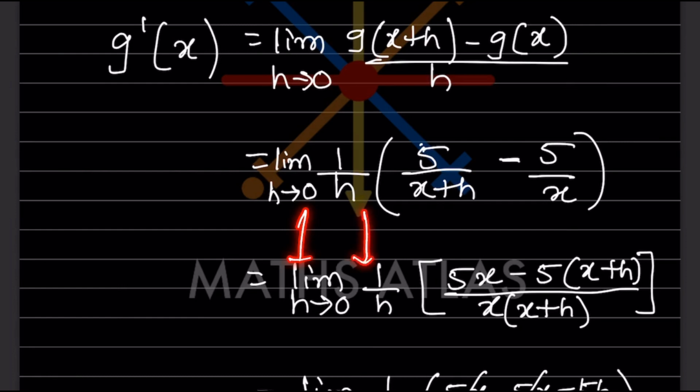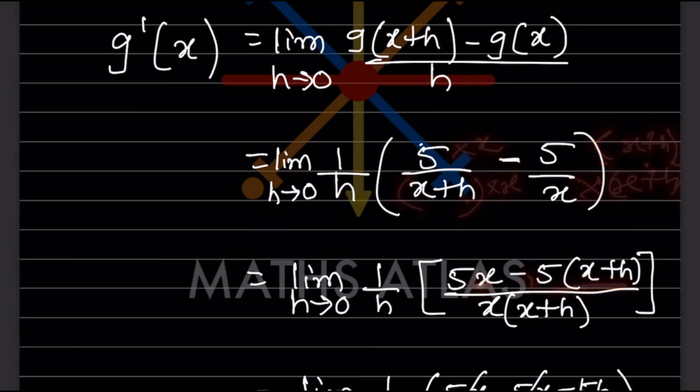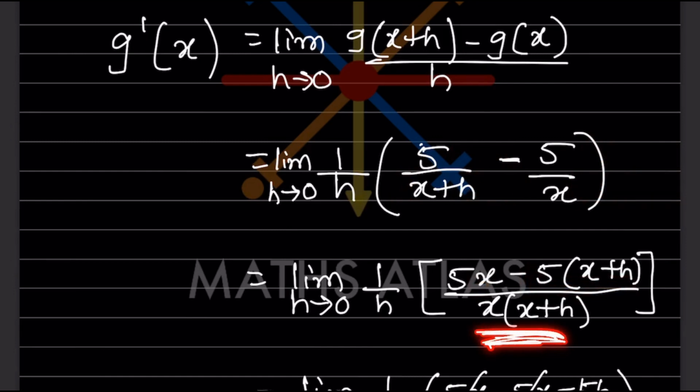So now what will you do? The same, we'll take the LCM. So LCM is going to be x into x plus h. So this also should be multiplied. So here it is going to be 5x, and here you are going to write x plus h, because the LCM is x into x plus h. So now minus 5 into x plus h is here. So what remains in the denominator is x into x plus h. That is the LCM now.